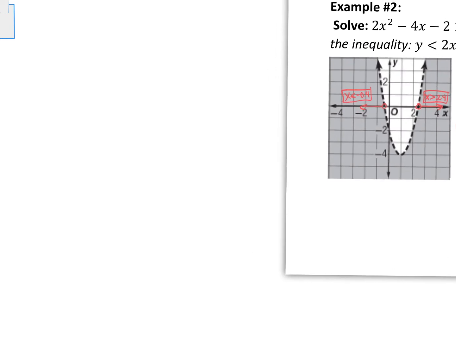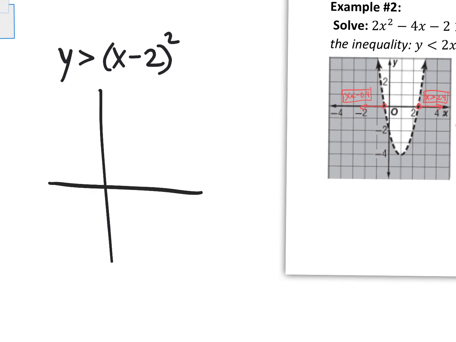There's other cases too, like you may have one, like let's say I had y is greater than x minus 2 squared. Let's say something like that. How do I graph that? Let's make it a greater than or equal to. How do I graph that?